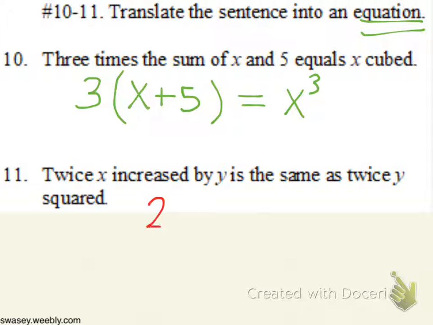Twice x. Twice means to multiply by 2. Increased by, that's addition. Increased by y is the same as twice y squared. So twice means to multiply by 2, and then squared is an exponent of 2.